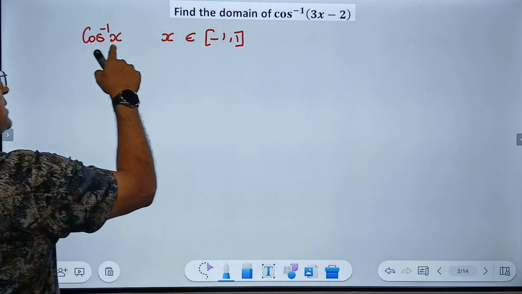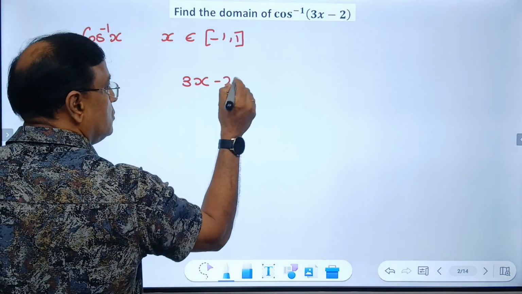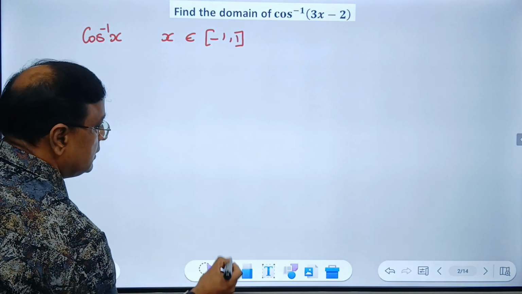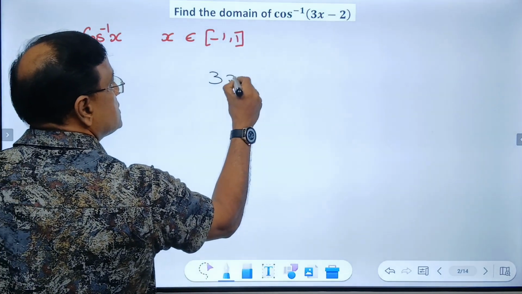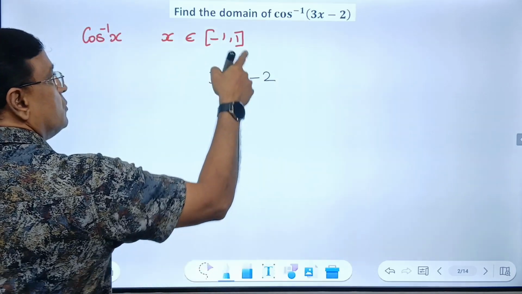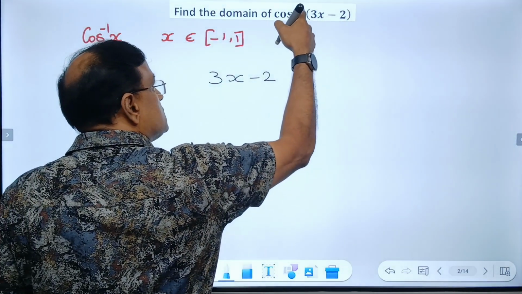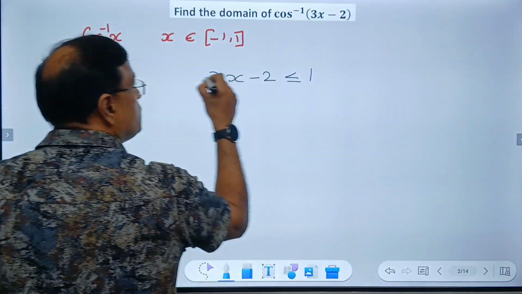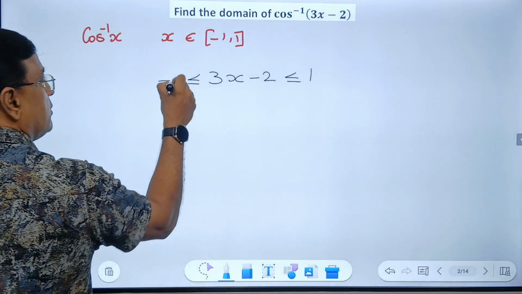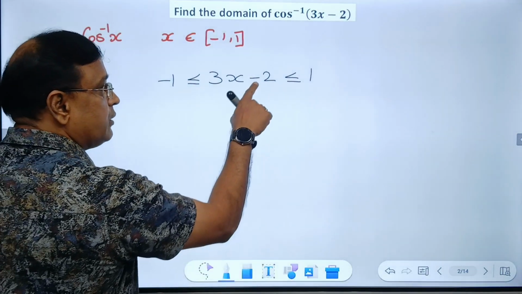So instead of x, what do I have? I have 3x minus 2. Since it is cos inverse of 3x minus 2, my 3x minus 2 will lie between minus 1 and plus 1. My objective is to find x, so I want to get rid of this minus 2.